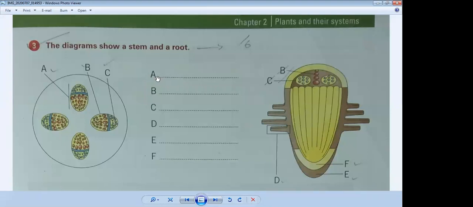So we will discuss first part A. Look at the screen. This is the A part. You can see it is showing both parts. So what are these? The answer of A is vascular bundles. So write in your exercise in your book. A part answer is vascular bundles. I hope you have written.